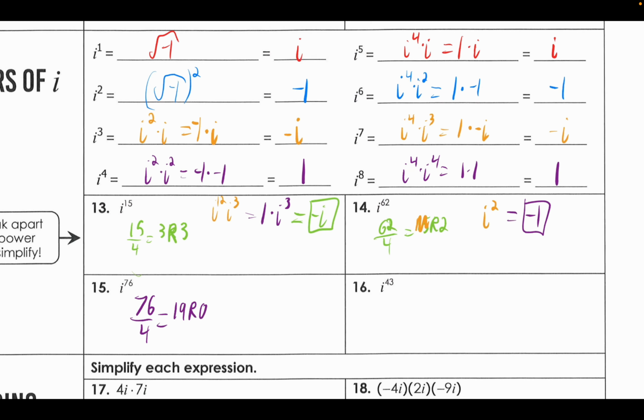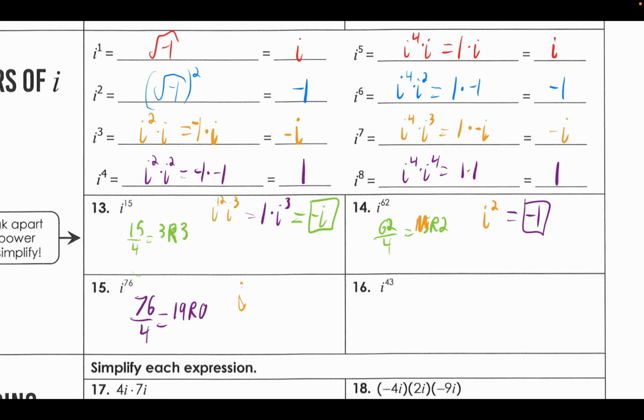This method doesn't work now because we said the remainder was our exponent of i. So what do I do when it's a 0, because we don't have an i to the power of 0? 0 just tells us that we are using i to the 4th. And i to the 4th is 1.